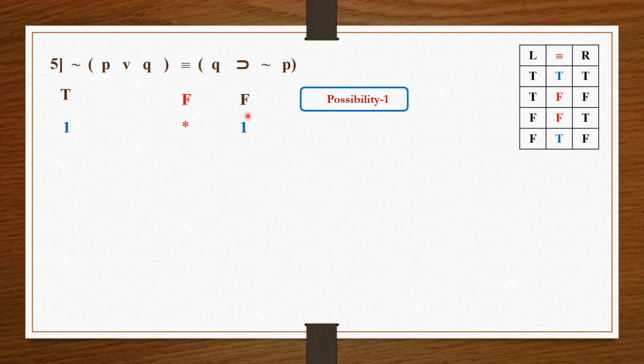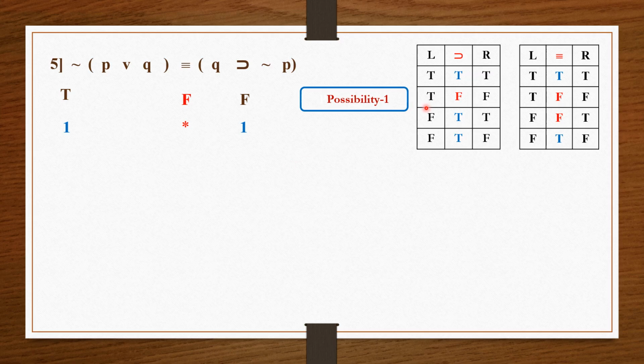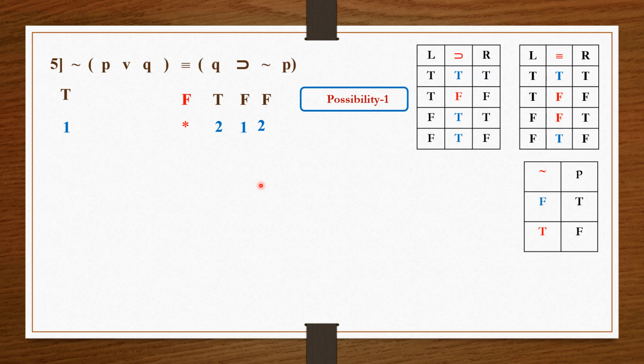Now, when is an implicative statement false? An implication is false only under one condition. What is that? When the left is true and the right is false, that is when the antecedent is true and the consequent is false. What is the antecedent of this implicative statement? Q. And what is the consequent? Negation P. So below Q and negation we'll write: left true and right, below negation, false. This is 2, 2. Now since the negation of P is false, what can be P? It will be true.